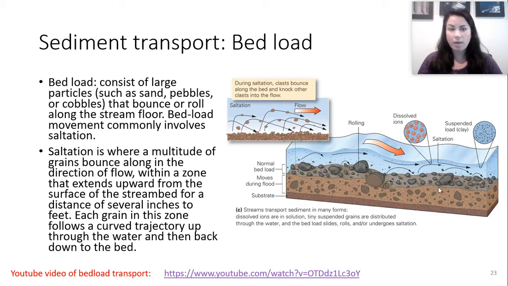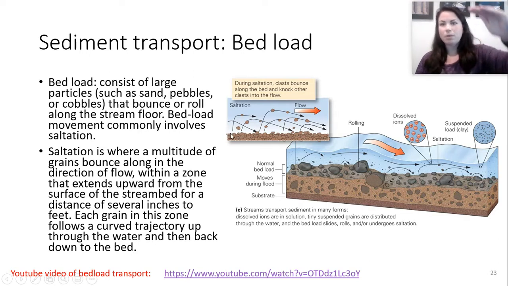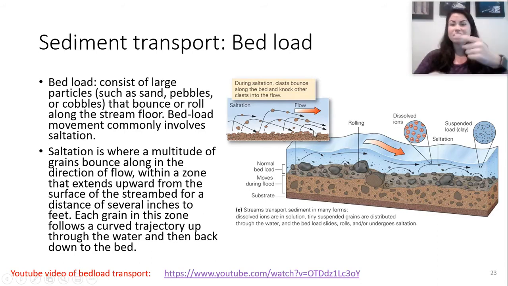Saltation is where different grains bounce along in the direction of the flow within a zone that extends from upward to downward in a stream bed. Each grain in this zone follows a trajectory through the water and then back down to the bed. So as it bounces, it might get kicked up and then slowly move down with the flow. Saltation is where these sediments hit the floor, bounce up, get suspended, and then slowly move back down. And so that's how we get this tumbling effect.